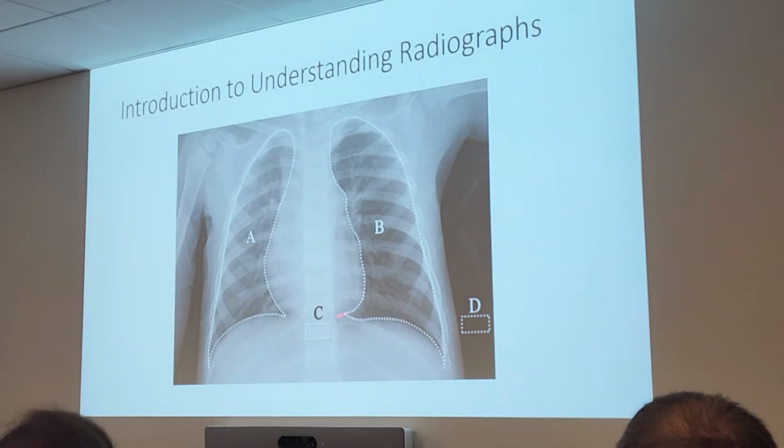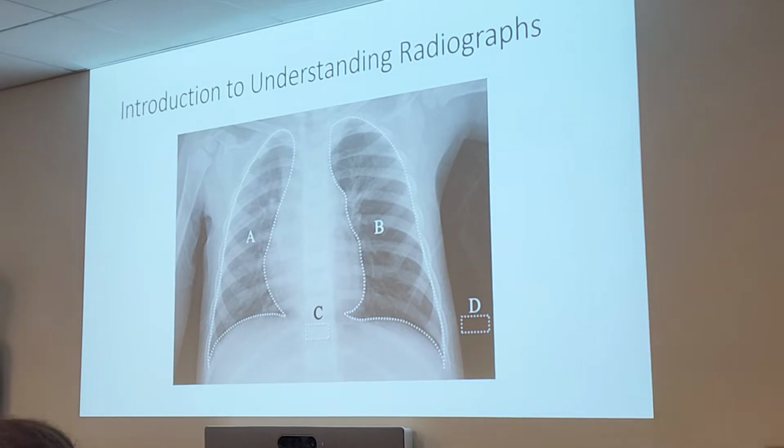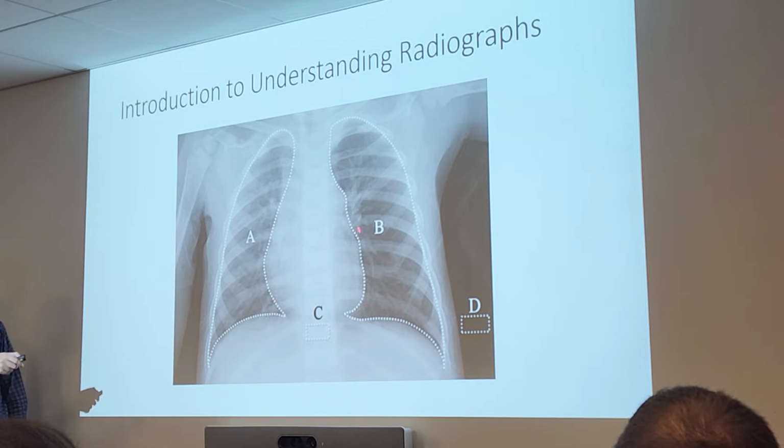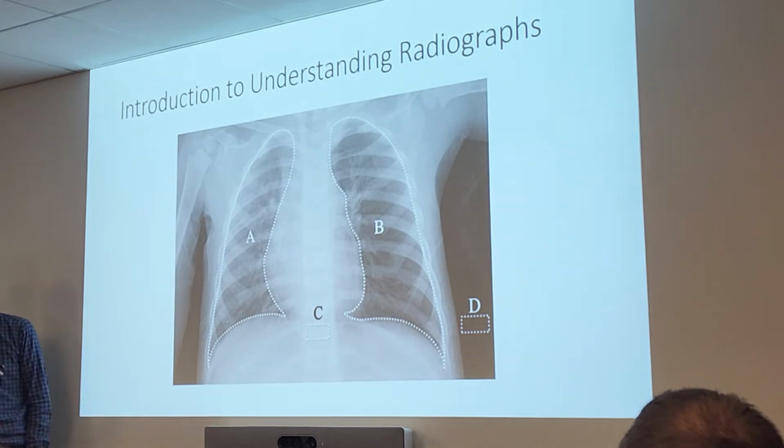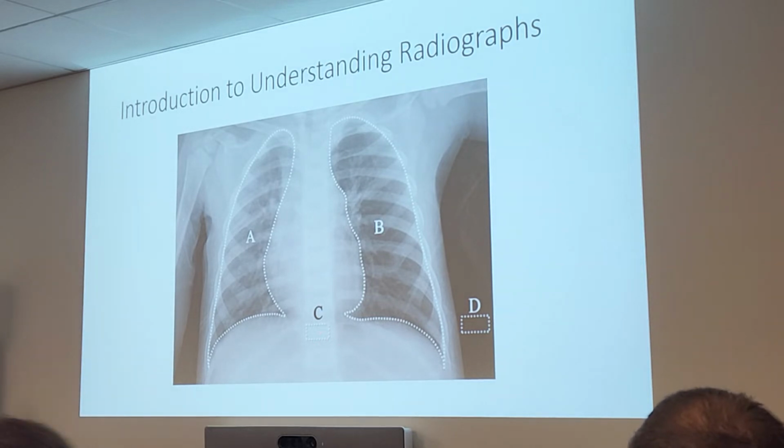So if we take a look here, we've got A, B, C, D, right? Look at the little boxes here. Which box looks the most radiopaque? C. C looks radiopaque, right? Really bright means that X-rays have been blocked here.